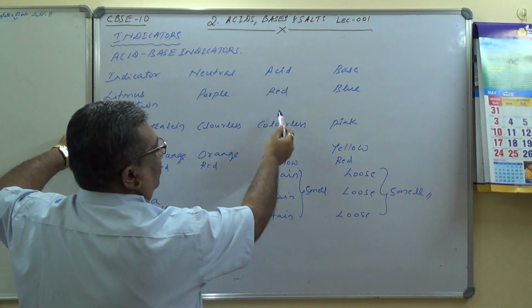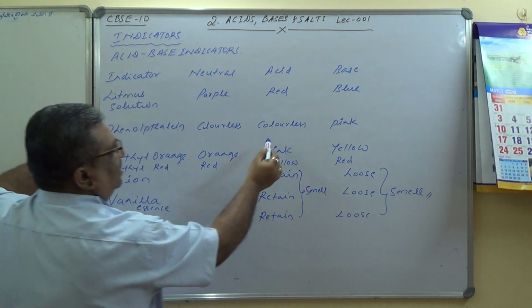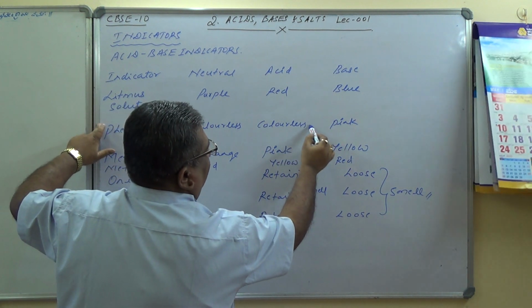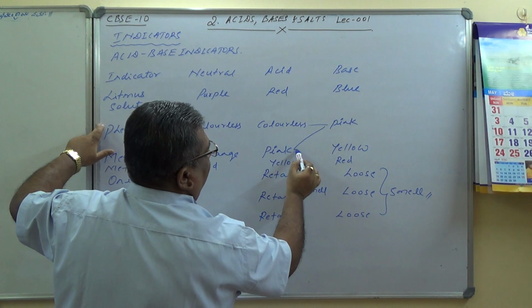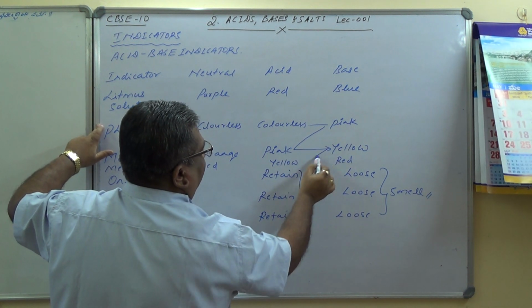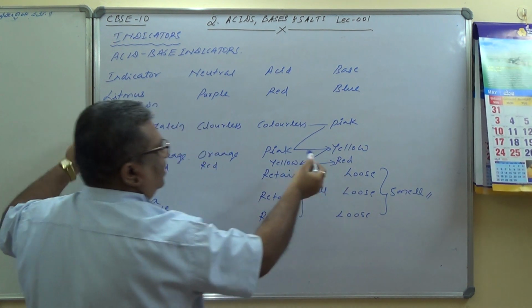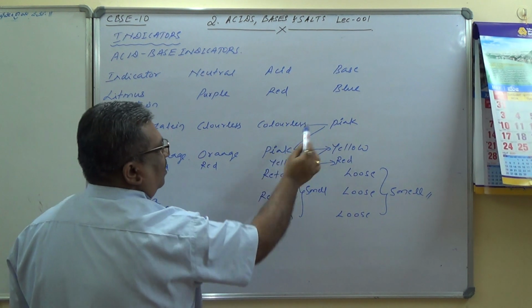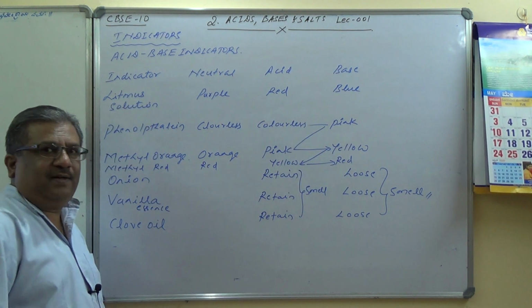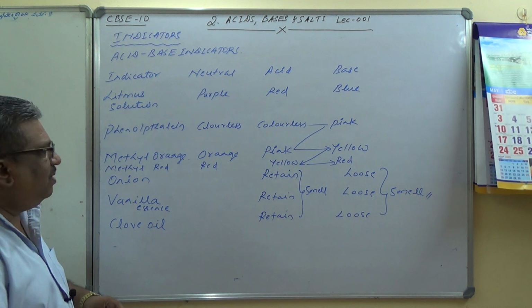But when we talk about acid and base, see the sequence here: colorless to pink, okay, and then comes pink to yellow, and then comes yellow to red. This is how you should be able to remember. Colorless to pink, pink to yellow, yellow to red. This is the sequence which you should be able to remember.